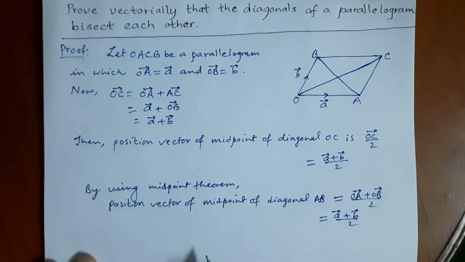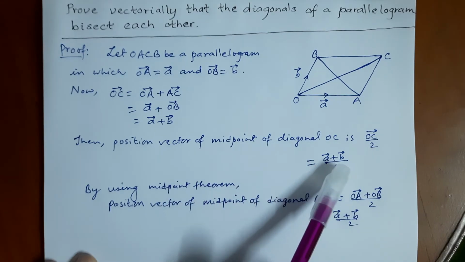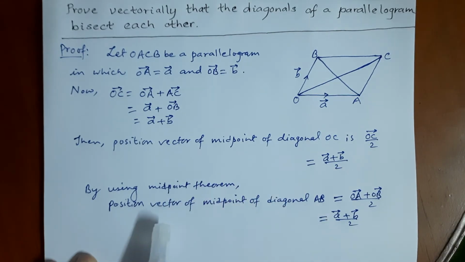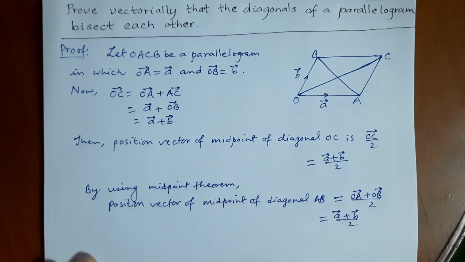Your position vector of the midpoint of the diagonal OC is A plus B over 2. The position vector of the midpoint of diagonal AB is also A plus B over 2. The position vectors of the midpoints of both diagonals are the same, so the diagonals of a parallelogram bisect each other. Okay, so now we will conclude.